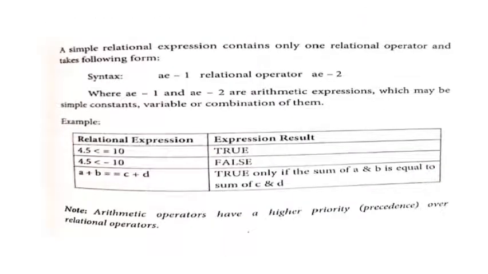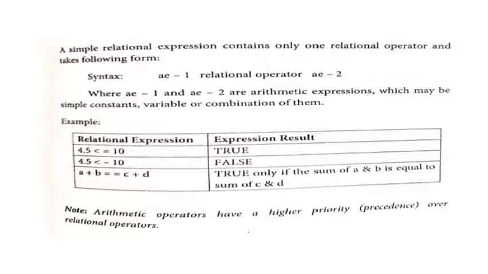A simple relational expression contains only one relational operator and takes the following form. Syntax: arithmetic expression 1, relational operator, arithmetic expression 2, where arithmetic expression 1 and arithmetic expression 2 are arithmetic expressions which may be simple constants, variables, or a combination of them. Example: how to check a relational expression with the help of these symbols. 4.5 less than or equal to 10. Obviously the information is true because 4.5 is less than 10.